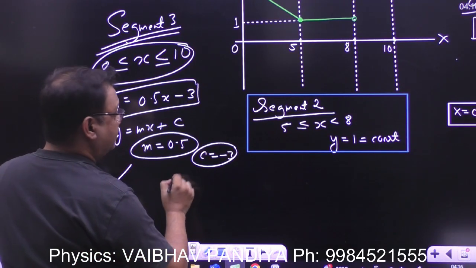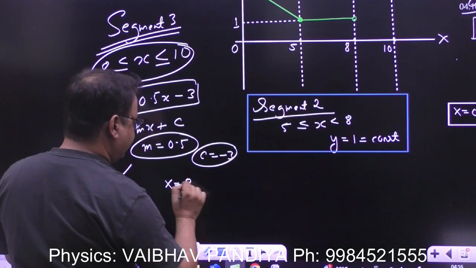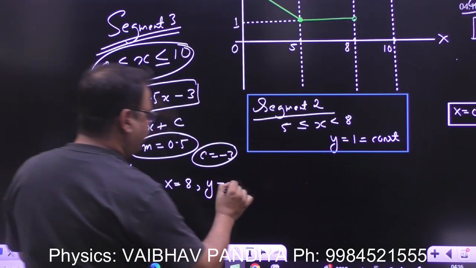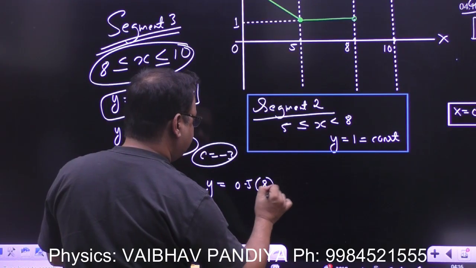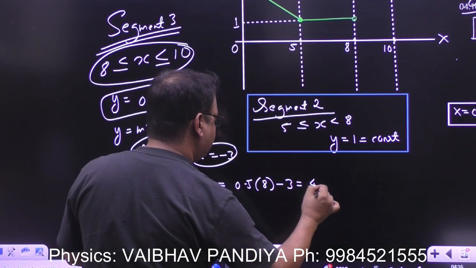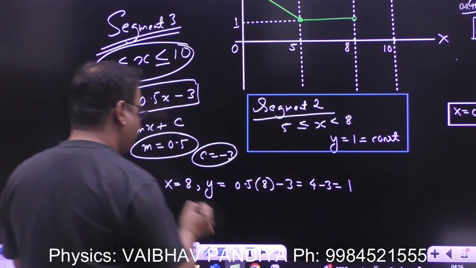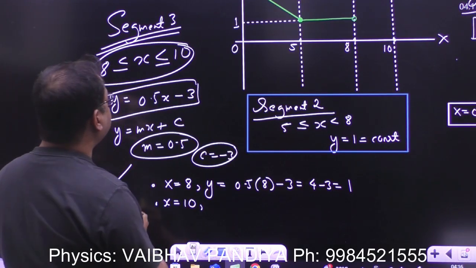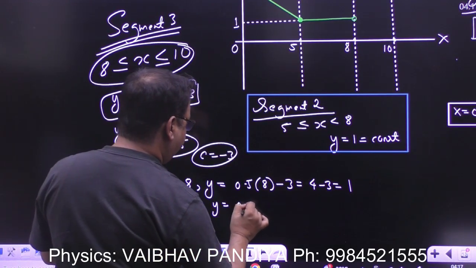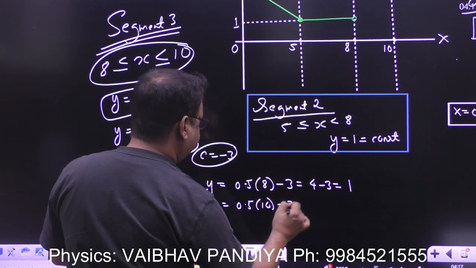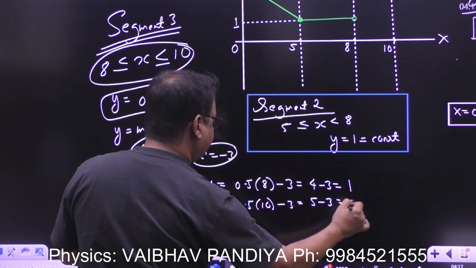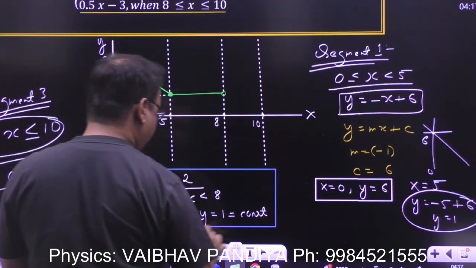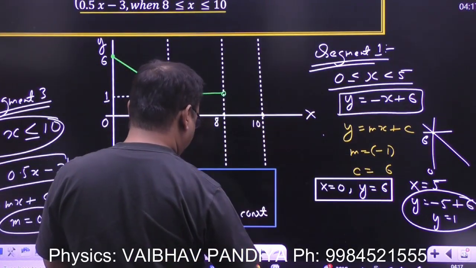And if you see, when x is equal to 8, that is the initial point, let us find the value of y. So y will be 0.5 into 8 minus 3, so I'll get 4 minus 3, so the value of y will come to be 1. And when x is equal to 10, that is the final point, correct? So y will be equal to 0.5 into 10 minus 3, that is 5 minus 3, that is 2. So the line will go up and it will go from 1 to 2.